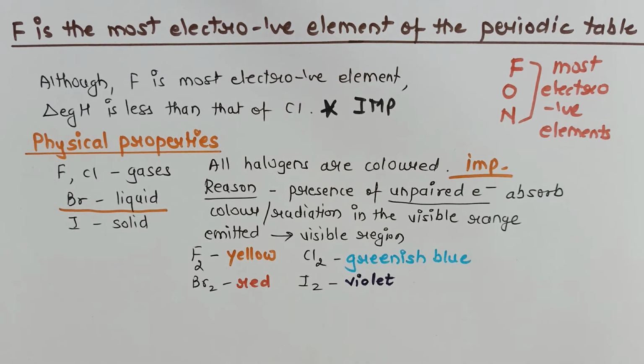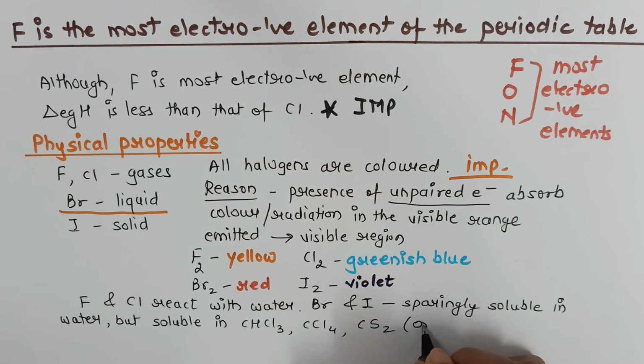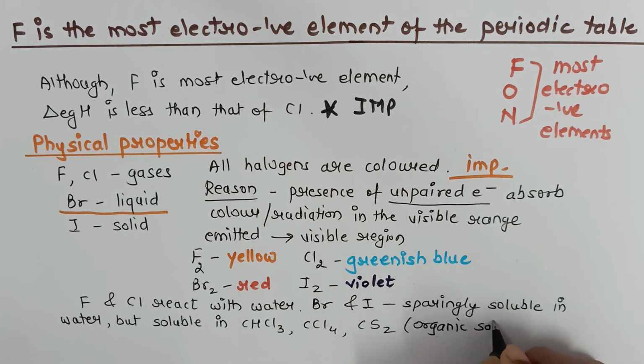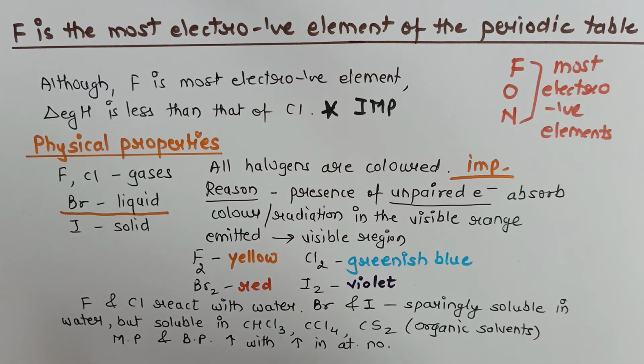So all these halogens show a specific colour. For example, fluorine is yellow in colour, chlorine is greenish yellow, bromine is red in colour, and iodine is violet. Regarding the solubility of these elements in water, fluorine and chlorine, instead of getting dissolved, will react with water. Bromine and iodine are sparingly soluble in water, but they are readily soluble in chloroform, carbon tetrachloride, carbon disulfide, etc. These are organic solvents. So we can say bromine and iodine are readily soluble in organic solvents.